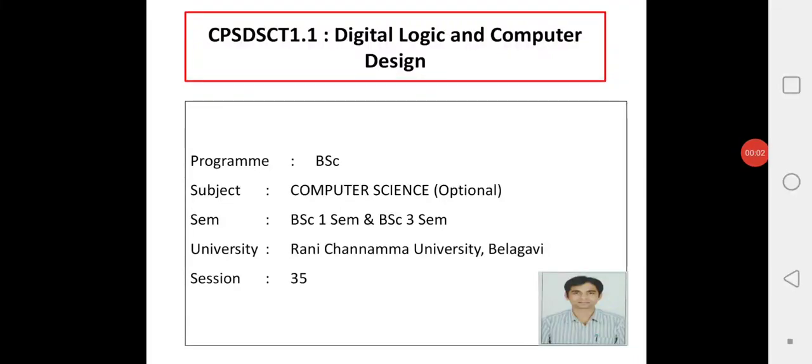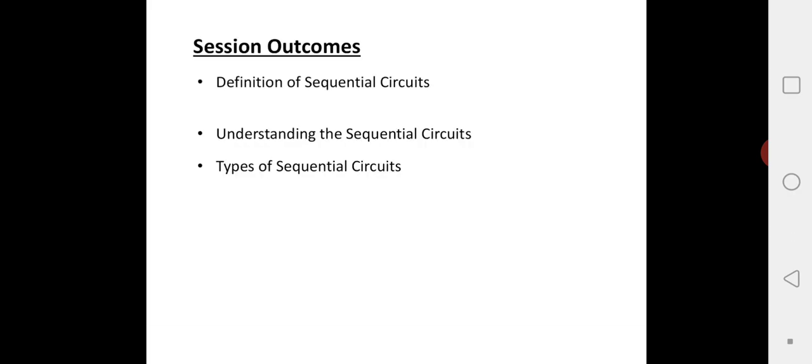Dear students, welcome to Digital Logic and Computer Design. We are going to start with Unit 4. So in this session, we are going to study synchronous sequential logic and registers and counters.